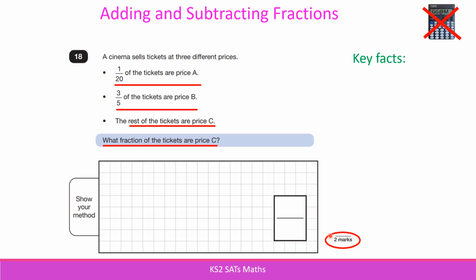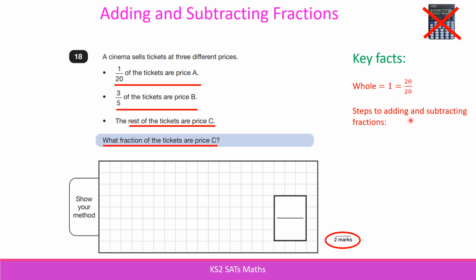So your key facts. You need to know that 1 whole is equivalent to 20/20. If you did 20 divided by 20, 20 divided by 20 is 1, which is 1 whole. So this fraction here, 1/20th, is already equivalent to 1 whole.